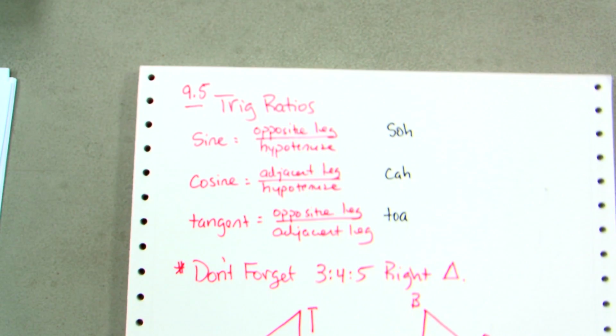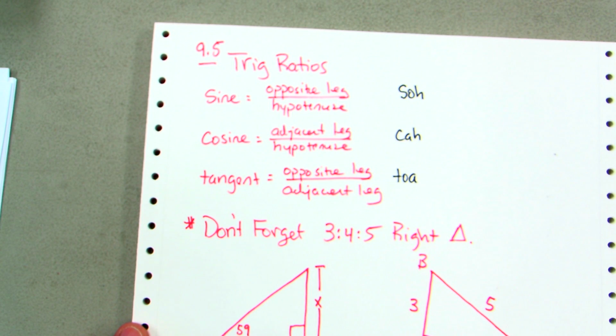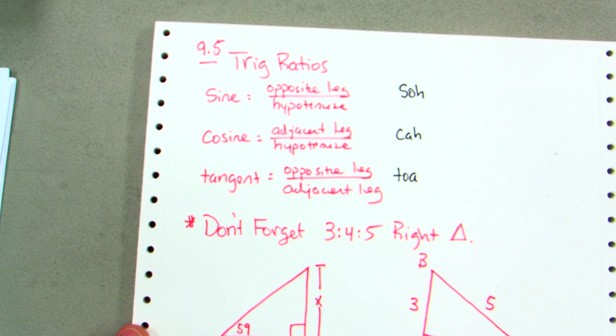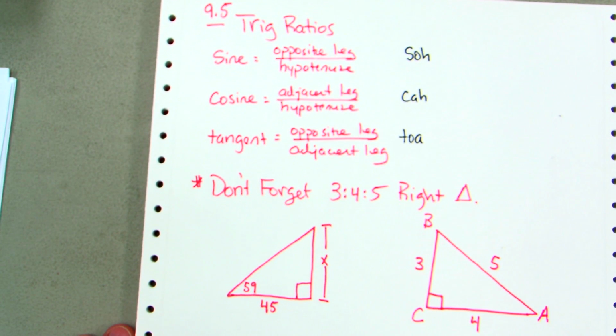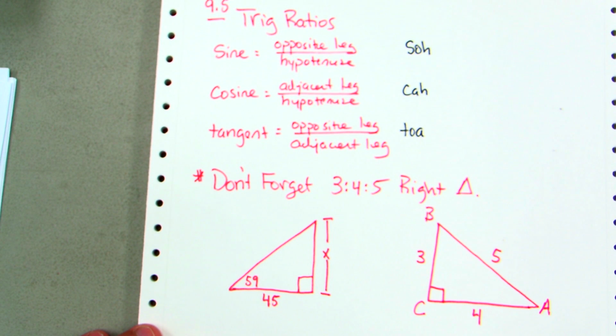Now, I've put here, don't forget a 3, 4, 5 right triangle. A lot of times if you're trying to find side lengths and you look at the triangle and the two legs are 3 and 4, then the hypotenuse has got to be 5. And that only happens in a right triangle. That's what we call the Pythagorean triple.